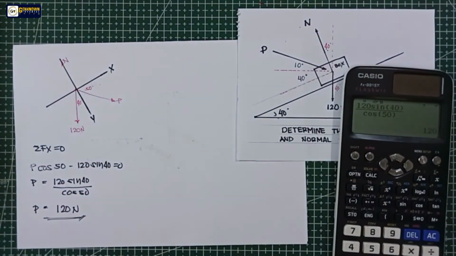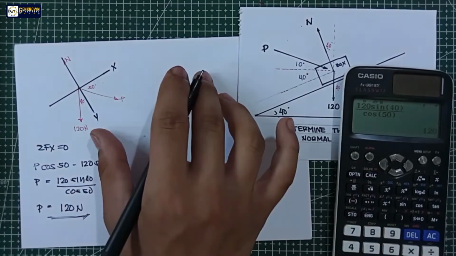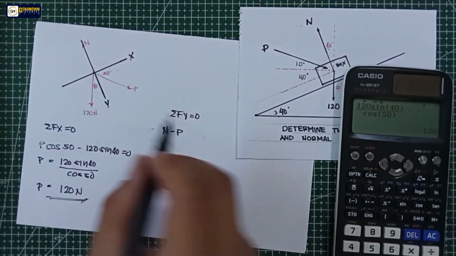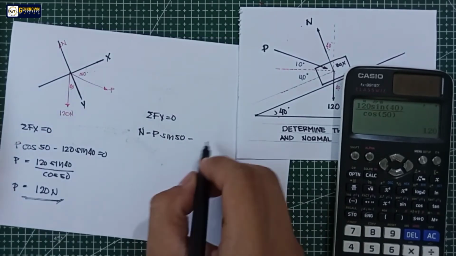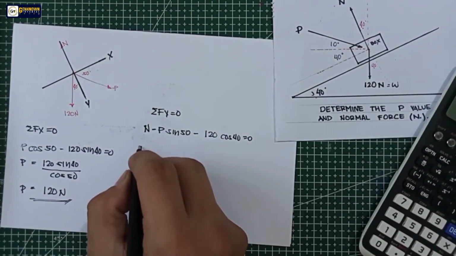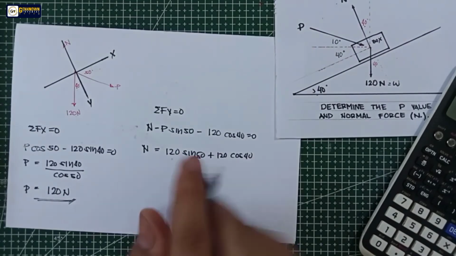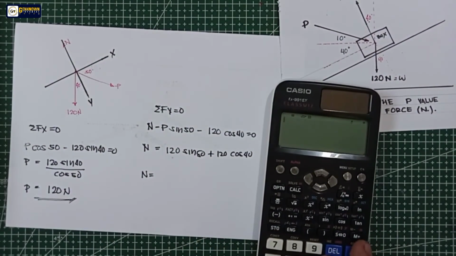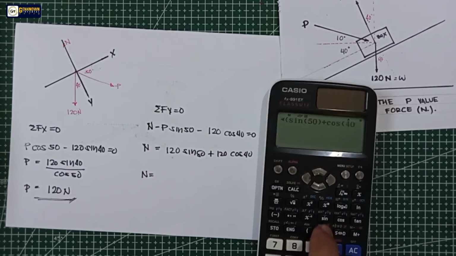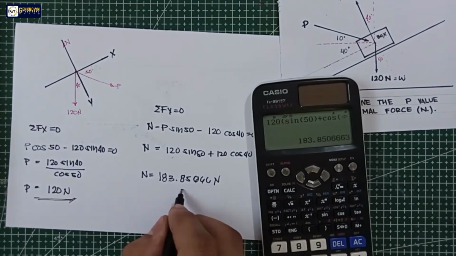Okay. For the N. So to find the value of the normal force, gagamit naman tayo ng summation of force Y is equal to 0. All forces upward is positive, all forces downward is negative. So we have positive N minus P sine 50 minus 120 cosine 40 is equal to 0. Since may value na tayo ng P, isab na lang natin dito. So N is equal to 120 sine 50. Okay, plus 120 cosine 40. So N is equal to 120. Okay, sine 50 plus cosine 40. So 183.85066 Newton. So ito na yung final answer.